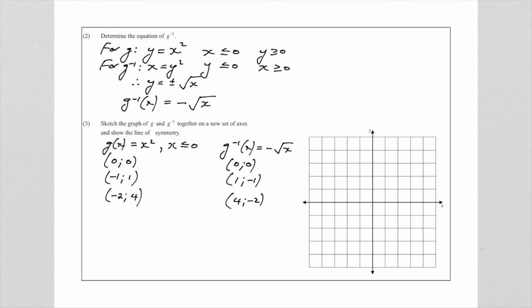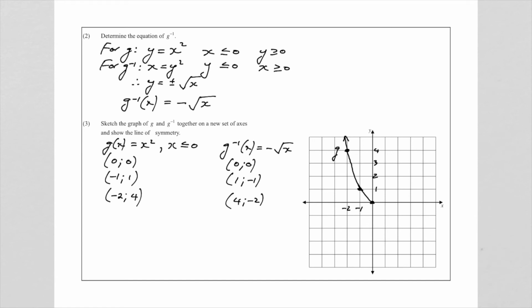So let's start with the parabola first. The first point I'm going to plot is 0, 0. And then at -1 and 1. And then the next point is the point at -2 and 4. So that is 2, 3, and 4 at -2 and 4. And as you can see, that parabola will go right here. And we're going to draw that graph now. So there you can see the graph of g(x). And that is g(x) equal to x squared. And it's only for negative x values, x less than or equal to 0.